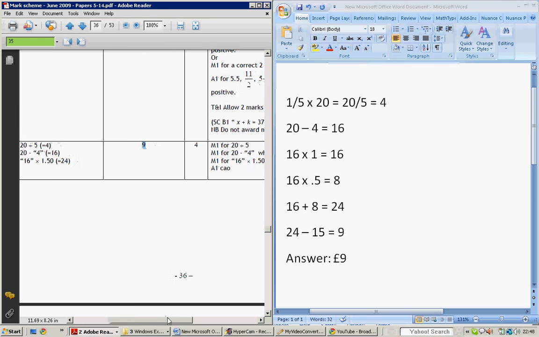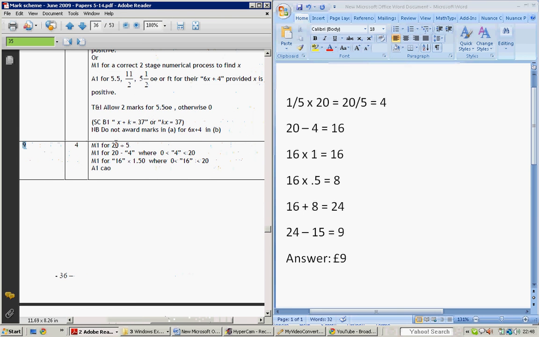If you got 9, give yourself 4 marks. If you wrote down 20 divided by 5, which I did here, give yourself 1 mark. Give yourself 1 mark if you wrote down 20 minus 4, or whatever you wrote down as your 4. Maybe you did 1/5 of 20 equals 5, or 1/5 of 20 is 3. If you didn't get 4, but then you took that answer away from 20, if you realized that you had to do that, then give yourself 1 mark.